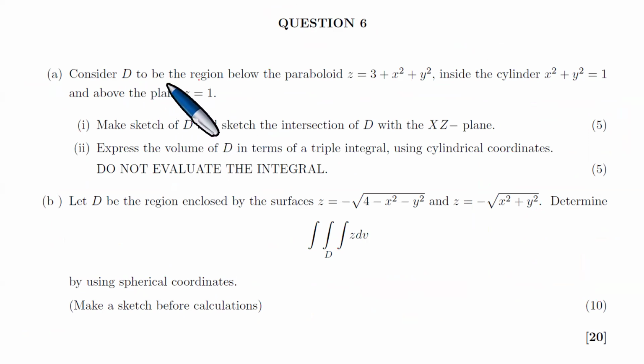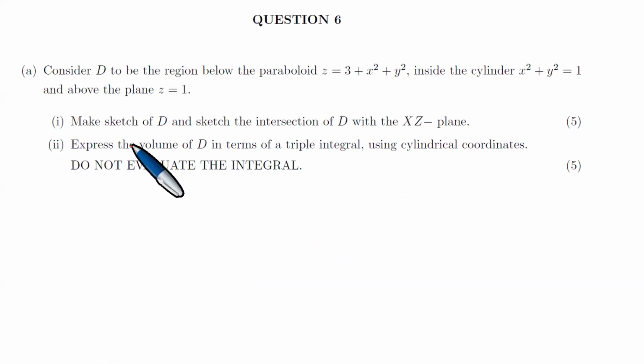Consider D to be the region below the paraboloid. So you have a paraboloid. We spoke about a paraboloid, and there's something called a cylinder, and we shall just sketch these things. And there's a plane z equals one. Make a sketch of D and sketch the intersection of D with the xz plane for 5 marks. Let's sketch. Right, we've made enough space available for us to do sketching. Let us sketch a little bit here in question 6.1.